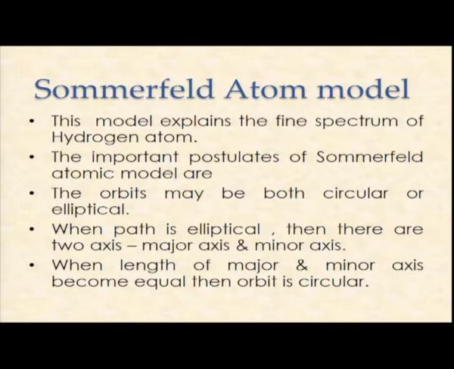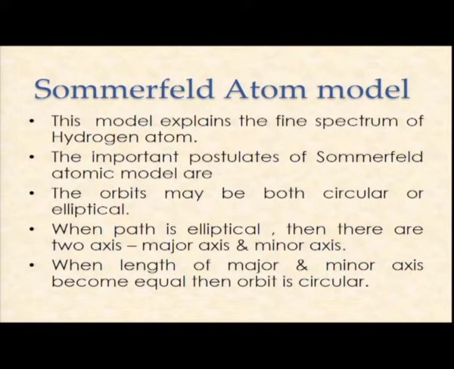Here in this lecture, you will learn the other quantum numbers used to explain the radiation emitted. Sommerfeld atom model: this atom model explains the fine spectrum of the hydrogen atom. The important postulates of the Sommerfeld atom model are: the orbits may be both circular or elliptical. In the Bohr atom model, only circular orbits are proposed, but Sommerfeld said that orbits can also be elliptical.